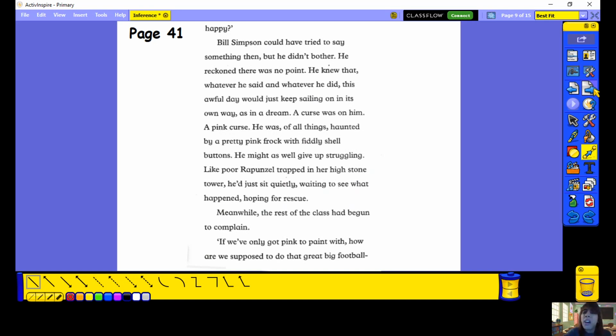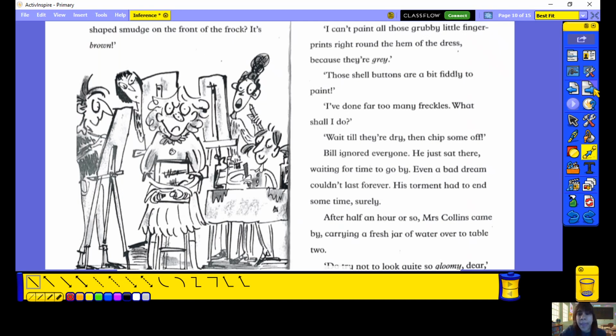It's brown. I can't paint all those grubby little fingerprints right round the hem of the dress because they're grey. Those shell buttons are a bit fiddly to paint. Oh, I've done far too many freckles. What shall I do? Wait till they're dry, then chip them off.